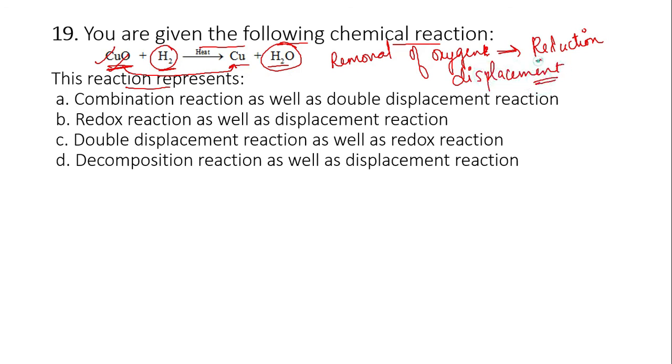So we can classify this reaction into two types, that is reduction and displacement. So this is your option B. Basically, when there is an oxidation, there is also reduction. So it is a redox reaction as well as a displacement reaction. So the correct option for this question is option B. I hope this is clear to you.